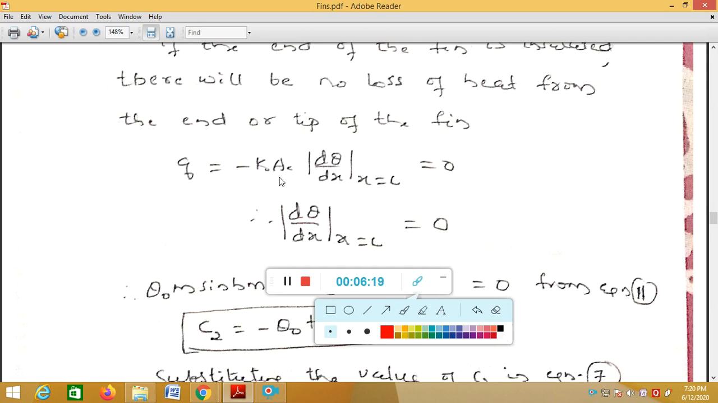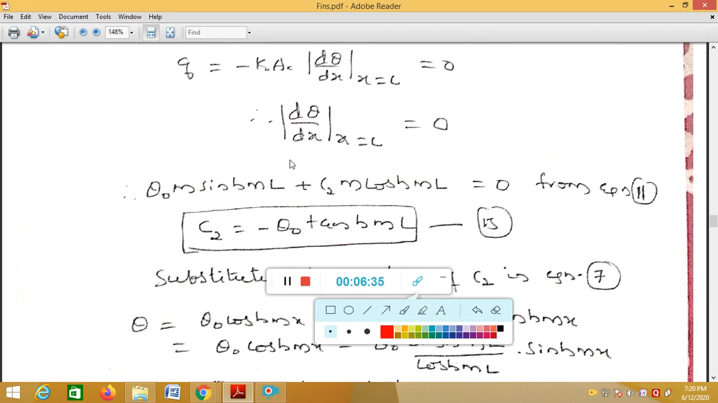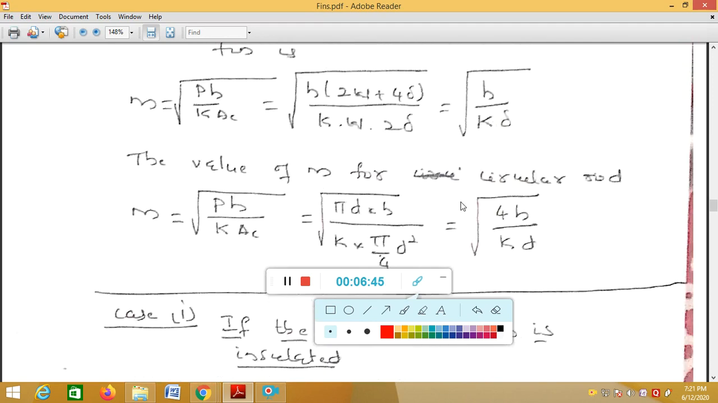What is Q at x equal to L? Minus k AC d theta by dx at x equal to L equals 0. It gives d theta by dx at x equal to L equal to 0. So what is d theta by dx at x equal to L? We will get it from equation 11. I will show you equation 11 again.